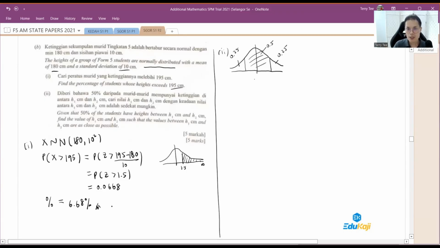Now we know the mean height is 180. This is your H1. This is your H2. Your standard deviation is 10. Now the problem is, how do you even find H1 and H2? Well, we have to standardize this. When you standardize it, the graph will look about the same. It's just that your standard deviation is now 1.